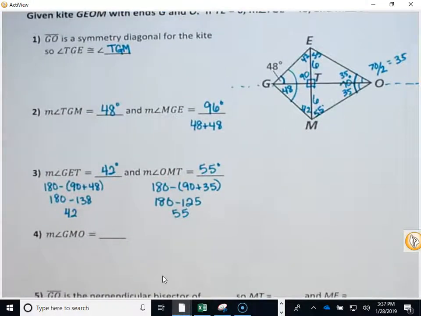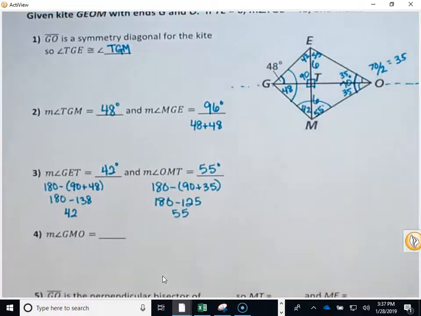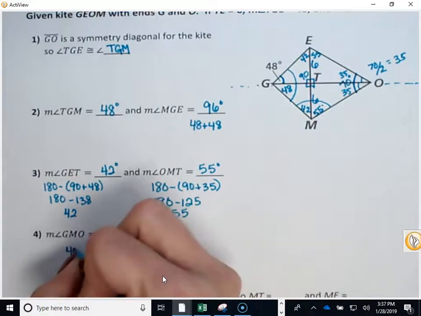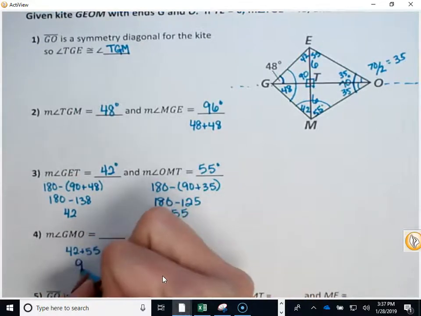Next question asks us, what's the measure of angle GMO? Well, G to M to O is this big angle, so they want us to add those together, 42 and 55. That gives us 97 degrees.